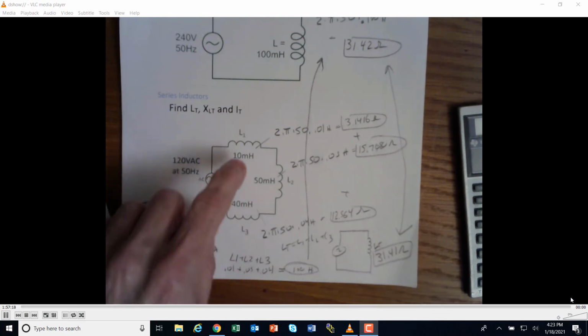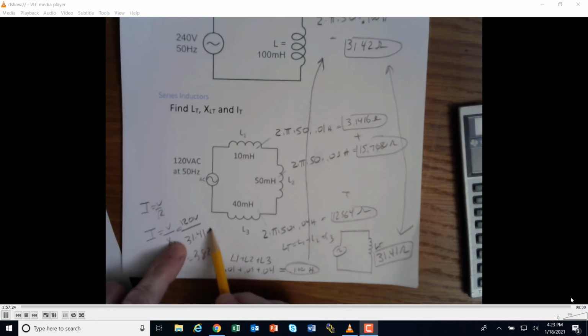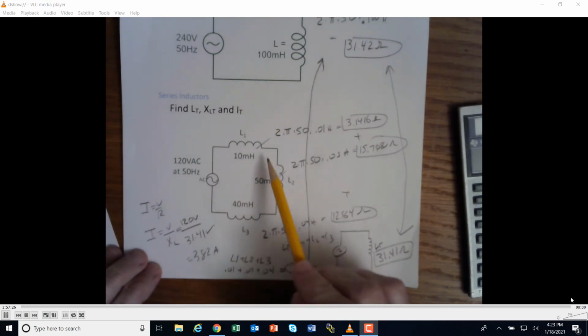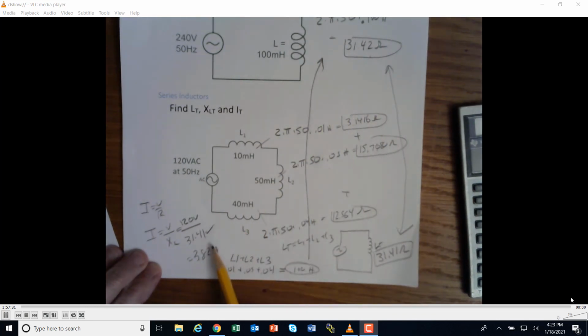So you can do them individually, add them up, and then divide by that. Or you can add them up first and then run the math on it and then divide by that to get your amps.